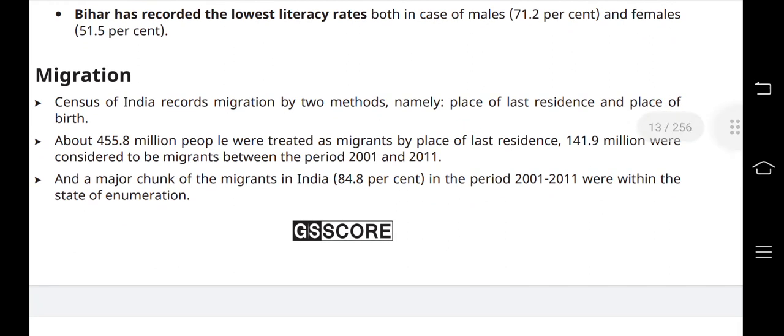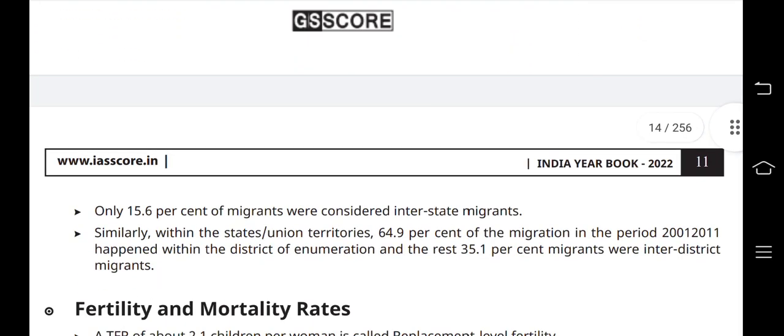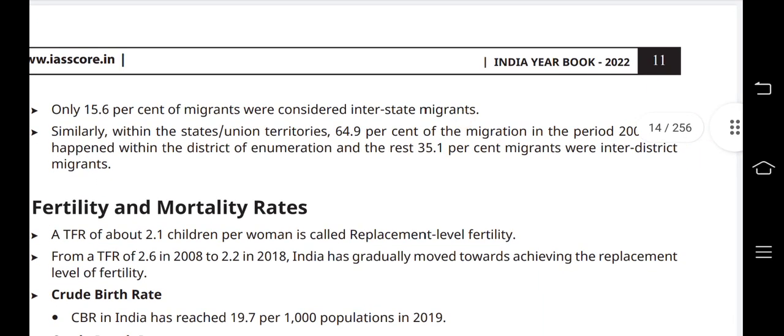Migration. Census of India records migration by two methods, namely place of last residence and place of birth. About 455.8 million people were treated as migrants by place of last residence. 141.9 million were considered to be migrants between the period 2001 and 2011, and a major chunk of the migrants in India, 84.8%, in the period 2001 to 2011 were within the state of enumeration. Only 15.6% of migrants were considered interstate migrants.